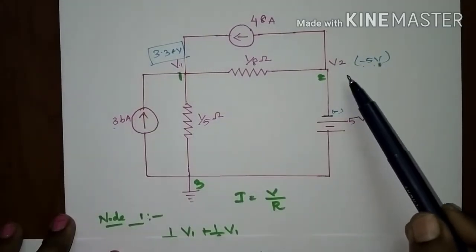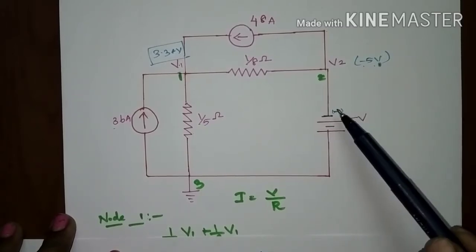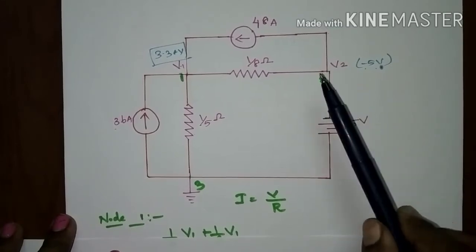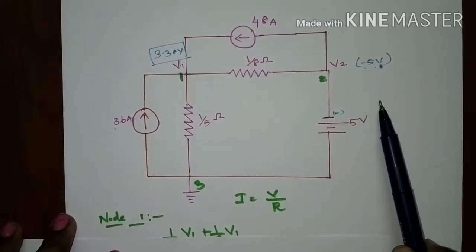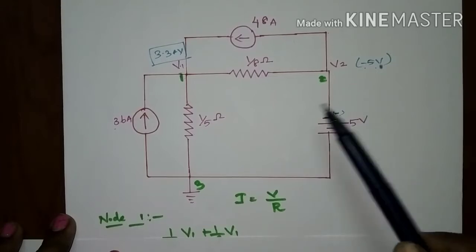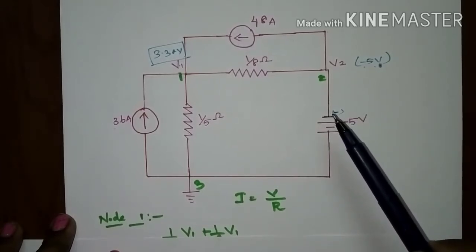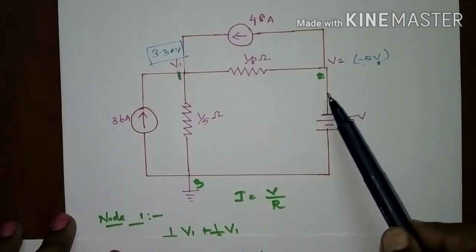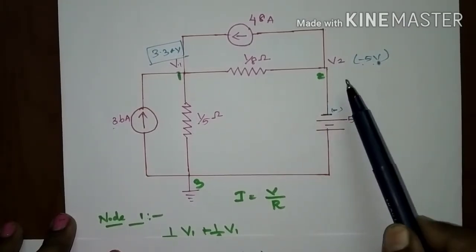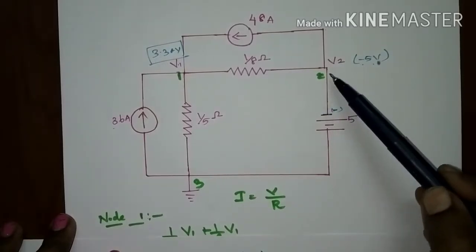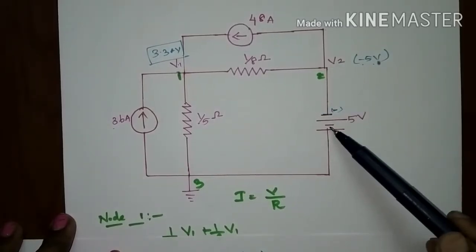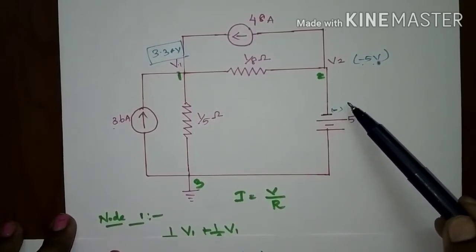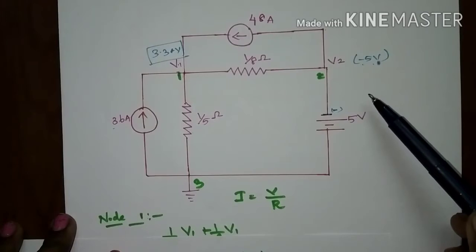Here V2 is determined indirectly, since a KCL equation cannot be written for this node without introducing a variable current through this 5 volt source. The voltage has been given but there is no resistance. If a resistance or some other element were connected, then the current could be found through this node. But it is directly connected to the voltage source at its negative terminal. So V2 is equal to minus 5 volt.